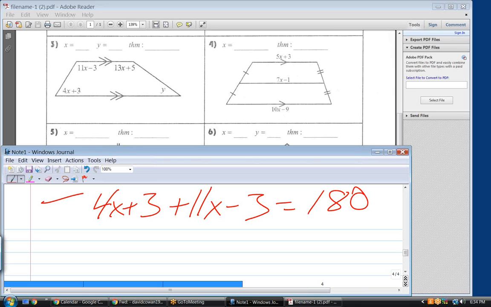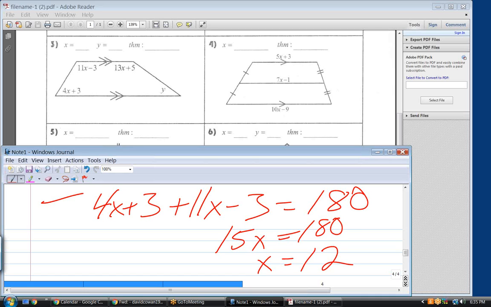Well, these two lines are parallel. We're not even talking trapezoid yet. All you know is that that line's parallel to that. I can see that's a transversal. That means that plus that equals 180. That makes sense. Means 15x equals 180. X is equal to 12.